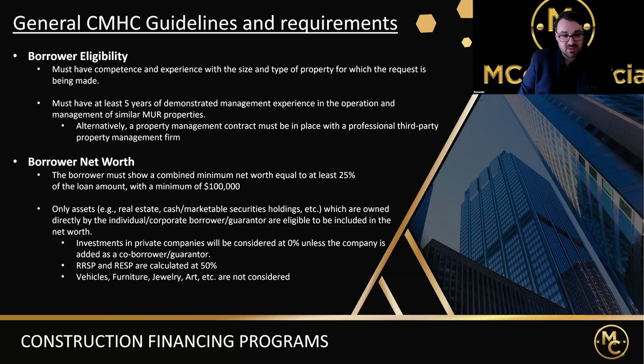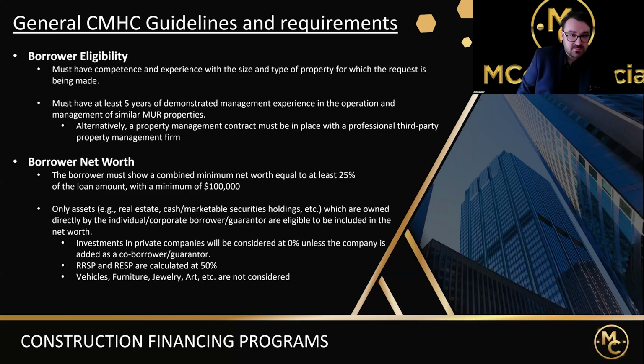They spend a lot of time and have been very strict on what is the net worth of the group. The general guideline is that the group has to show a combined net worth of 25% of the loan amount or a minimum of 100,000. But what counts as the net worth? That's where CMHC has been digging in. For them, it's going to be only assets which are held directly by the individuals, the co-borrower, and the corporate borrowers and the corporate guarantors, and nothing else, right?